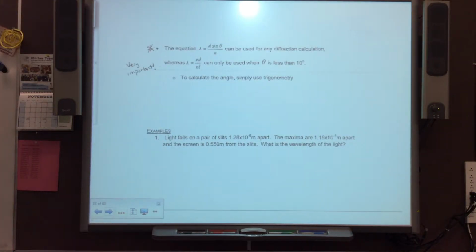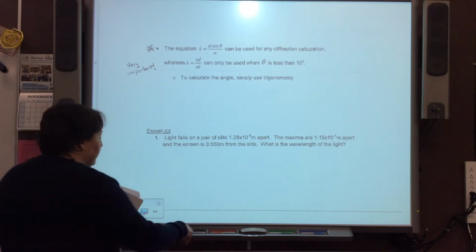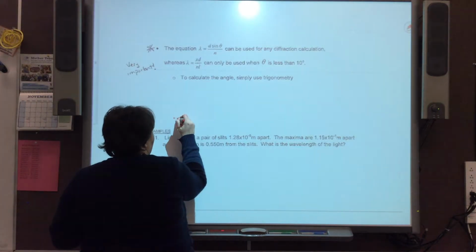So the equation, this is really important to understand. The equation lambda equals d sine theta over n can be used for any diffraction calculation, but lambda equals xd over nL can only be used when theta is less than 10 degrees. And you can use simple geometry to figure out an angle through this here.